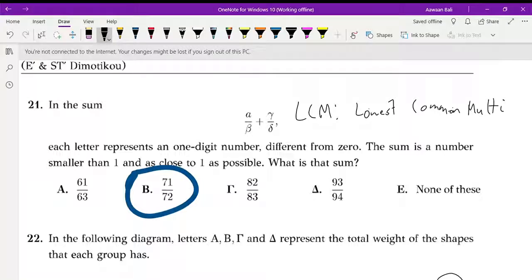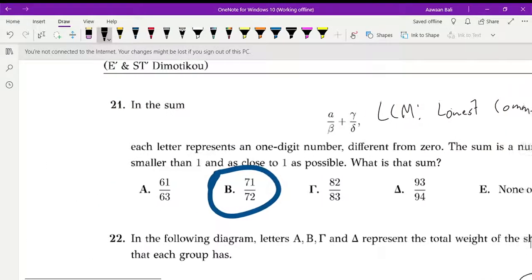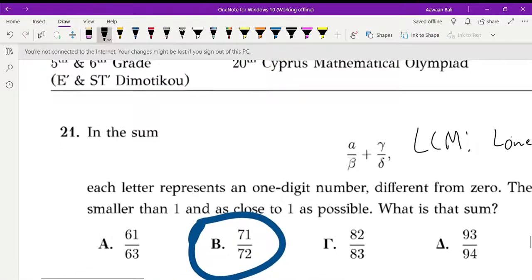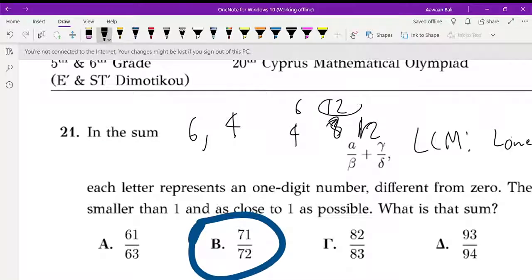Now the LCM is basically the common multiple of the 2 denominators, in this case Vita and Delta. Like let's say we have 6 and we have 4. We list down the tables of 6 and list down the tables of 4, and you see 12 is the first pair that appears. So we can say the LCM is 12.